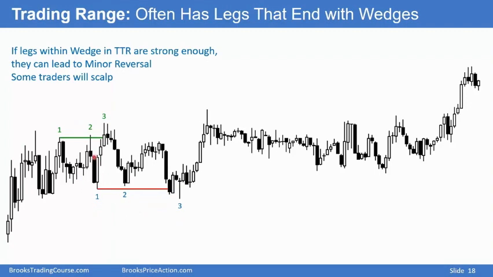Three pushes down, 1, 2, 3, not all that strong. A second entry buy probably would be a scalp. Here, the bulls got a break to the top of the range, and then terrible follow through.